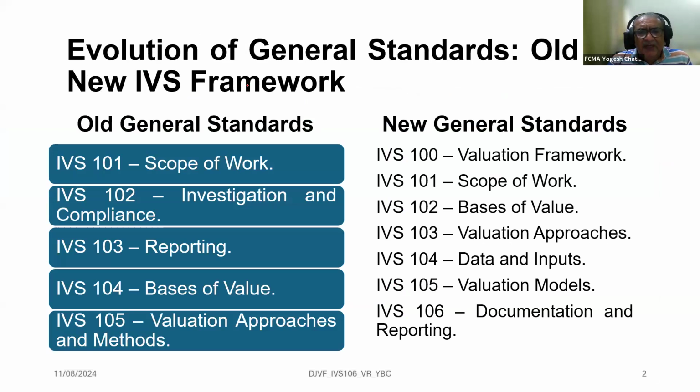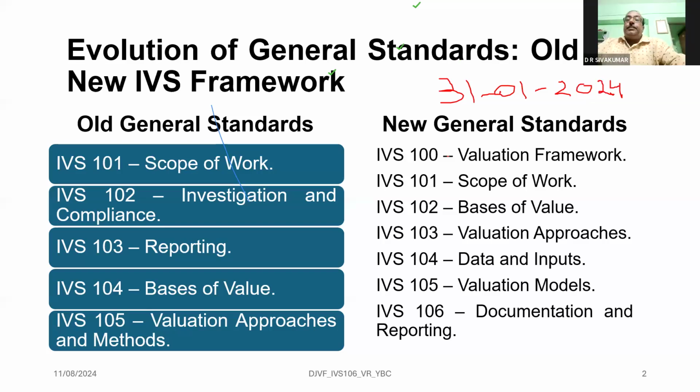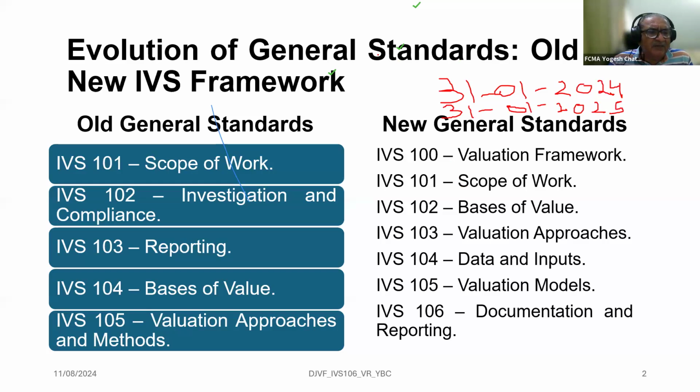We all know that in the recent past, the International Valuation Standards have been revised. To be precise, on 31st of January 2024, the revised version of the International Valuation Standards was published by the IVSC, the International Valuation Standards Council. And you all know these new standards will be made effective mandatorily from 31st of January 2025. So a 1 year timeline is given for implementation of the revised standards.